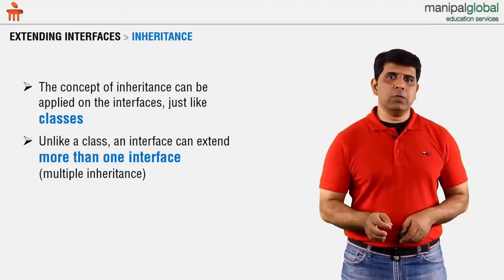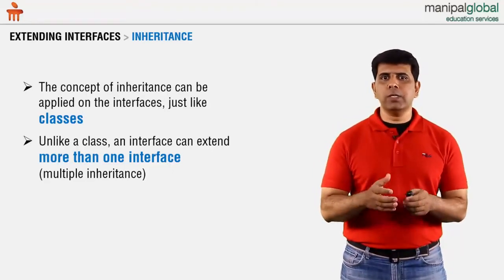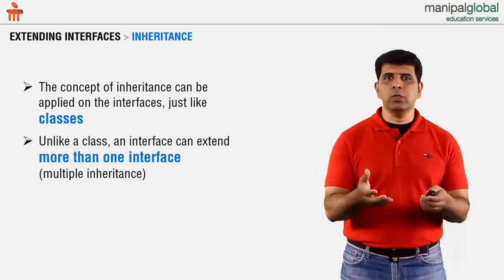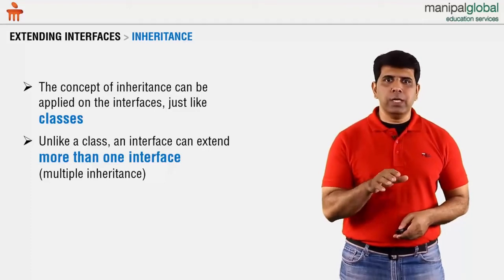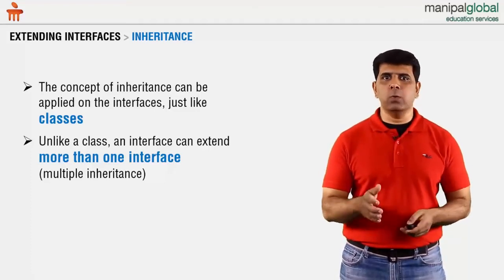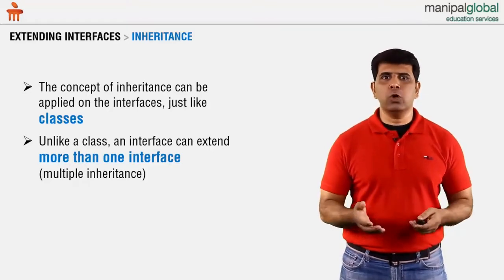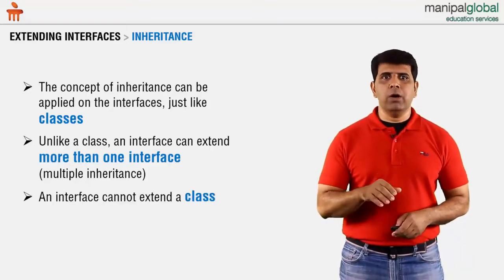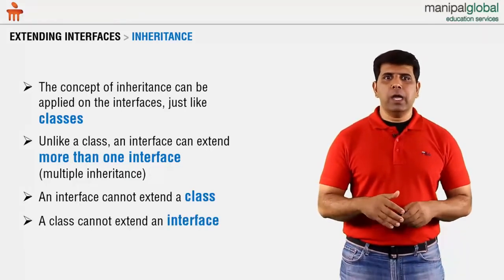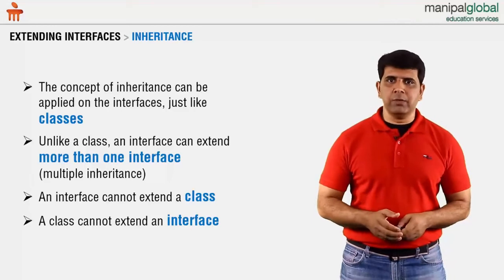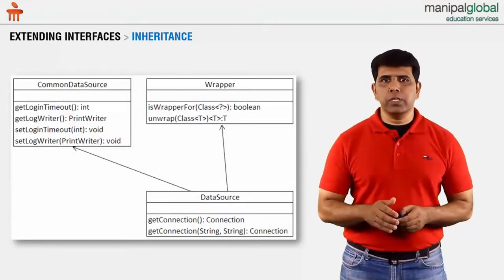But they may be right also, because inheritance is about code reusability, and you literally don't have much code to reuse or be benefited out of. So inheritance is possible with interfaces too. However, they are not really code reusabilities. Now, an interface cannot extend a class, or a class cannot extend an interface. They are incompatible types.